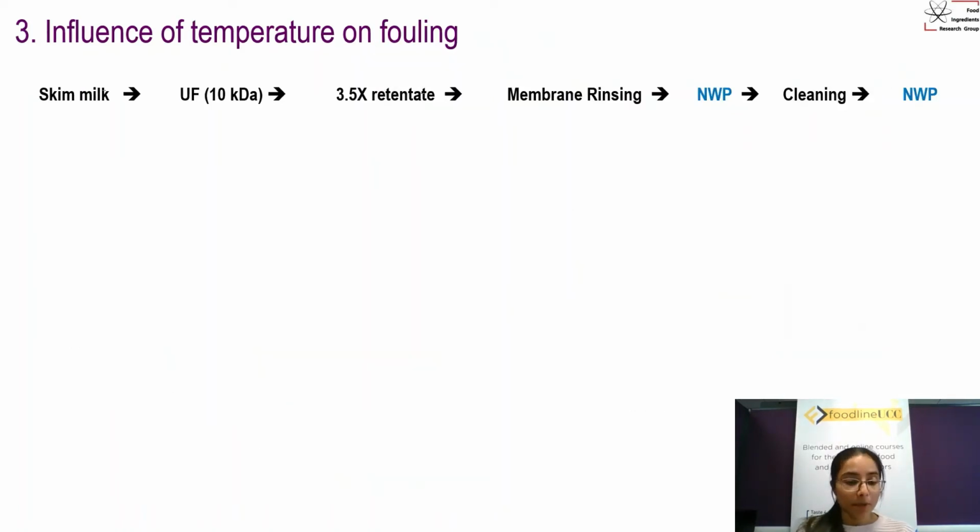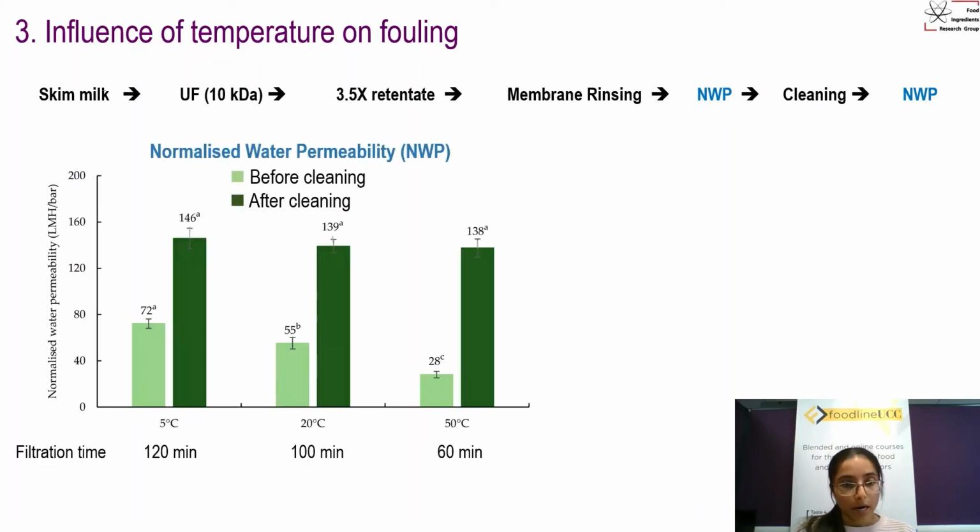So one important method to measure extent of fouling is by measuring normalized water permeability of membrane before and after membrane cleaning. So immediately after you have run with milk to achieve 3.5x volume concentration, I rinse the membrane with water and measure the NWP. And then I followed the cleaning steps with alkali and warm water. And after cleaning, I measured the NWP once again. So this bar chart represents the NWP before and after cleaning of the membrane.